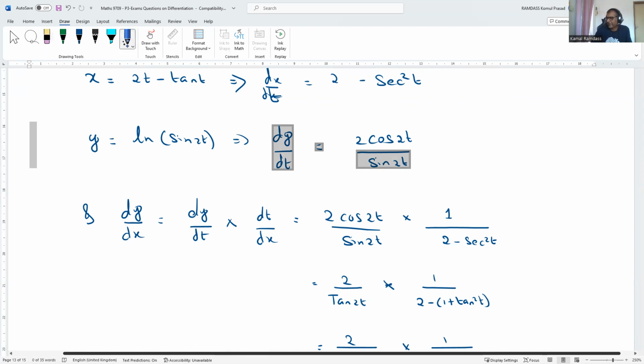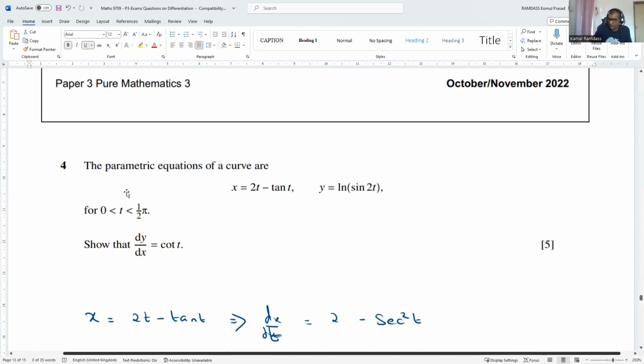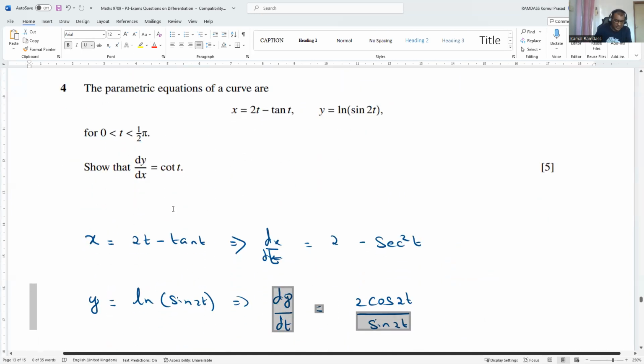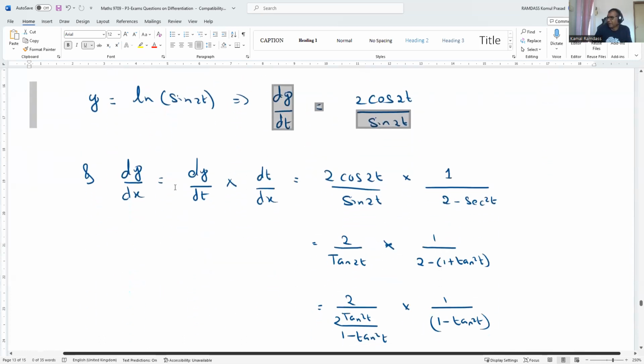Bon. 2 cos de 2t divided by sin de 2t. Et ici, on a 1 over 2 minus sec square de t. Et là, on a besoin de faire un raisonnement. On peut dire cot de t. Ça veut dire qu'on a besoin de travailler en termes de tan de t. OK? Et ça veut dire qu'on a besoin de remplacer ça. On va faire une tan de t, ça veut dire 2 over tan de 2t.